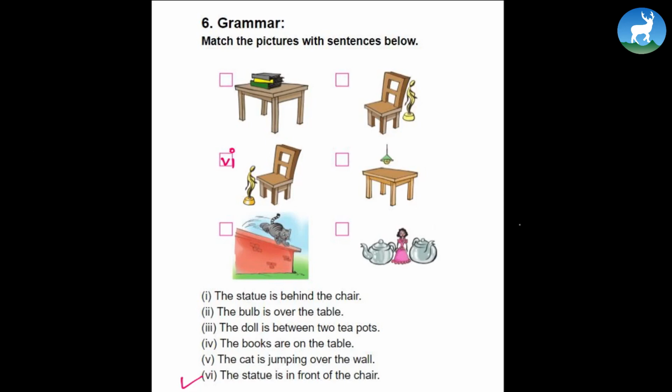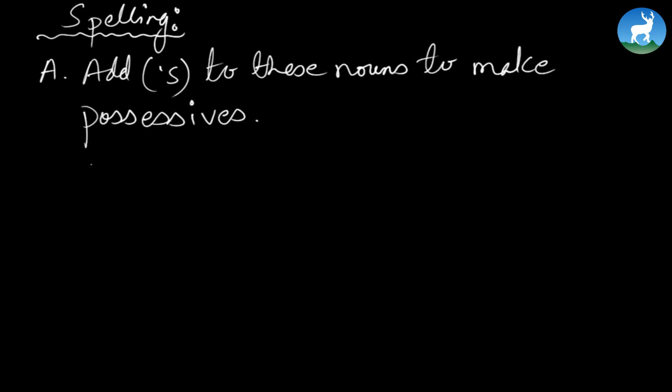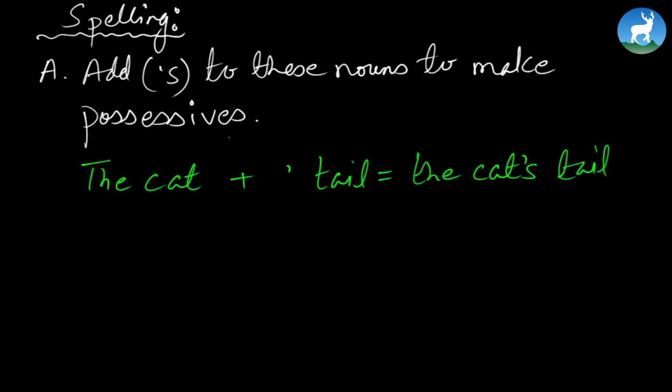Now, let's go to the spelling section, shall we? Here you go, spelling. Now, in this section, it's very simple. Add 's to these nouns to make possessives. Alright? One of the examples given here is the cat plus apostrophe. This is what is called an apostrophe. Tail equals the cat's tail. Remember, this is what we call an apostrophe. Okay?